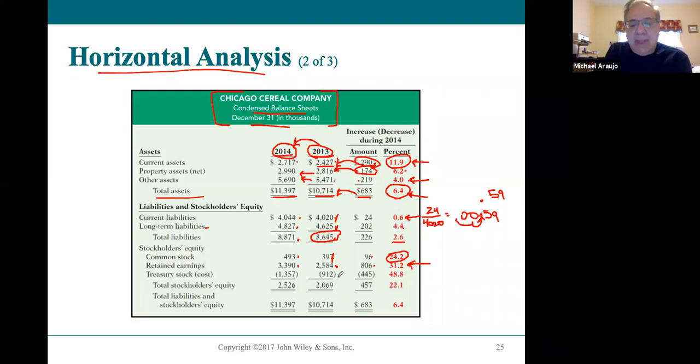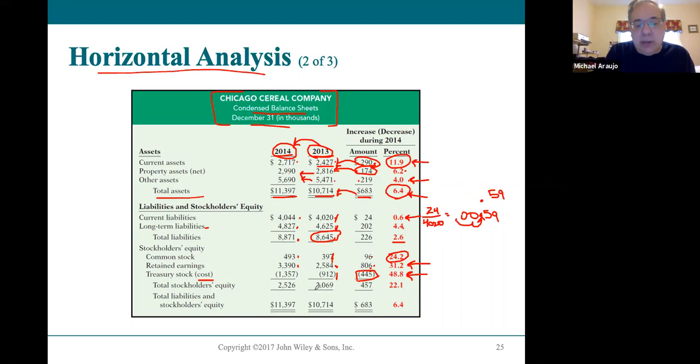Okay, this is interesting because this is our cost of treasury stock. And remember, treasury stock shrinks stockholders' equity. So here we started with 912 of treasury stock, and now we went up to 1,357. So in other words, we actually have 445,000 more in treasury stock than we started. So when you take the 445 and divide it by the 912, you'll see that treasury stock increased 48.8%. Okay, that's a huge increase.